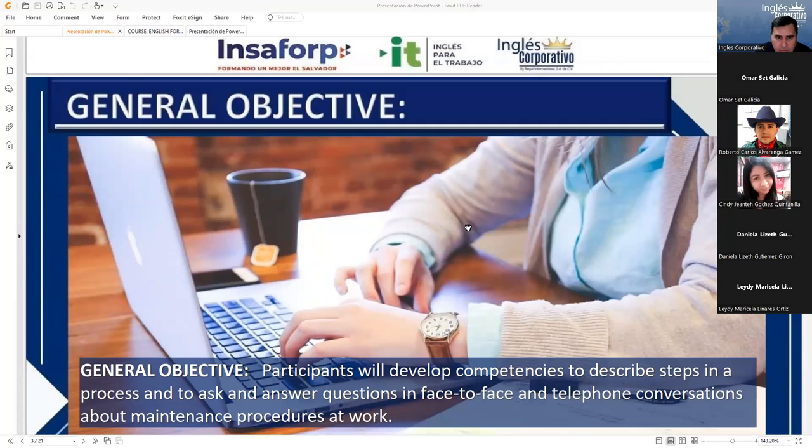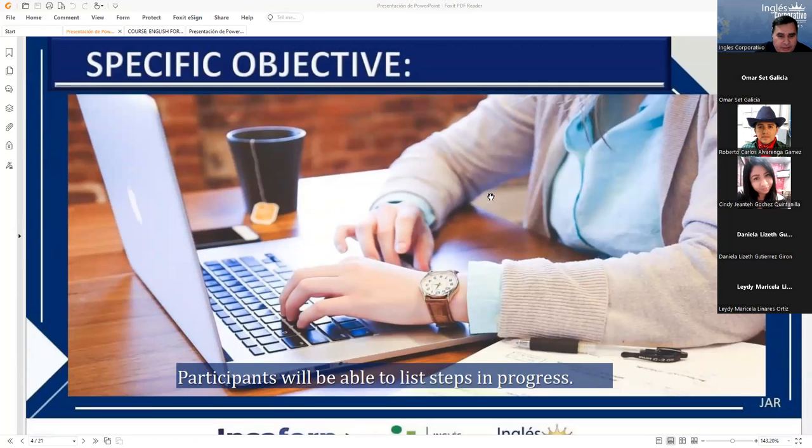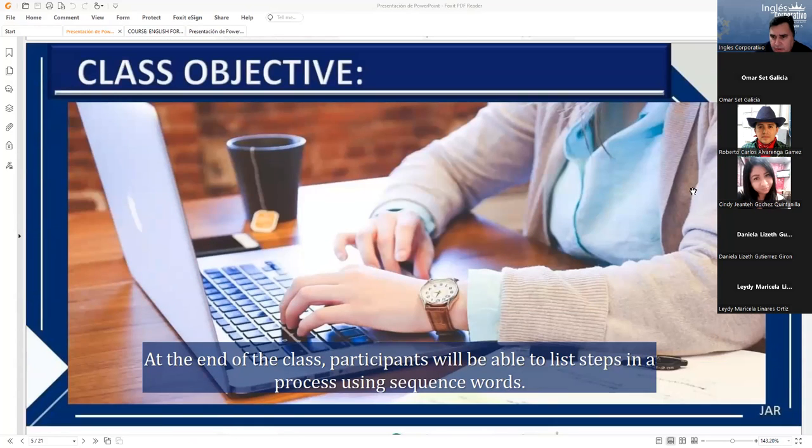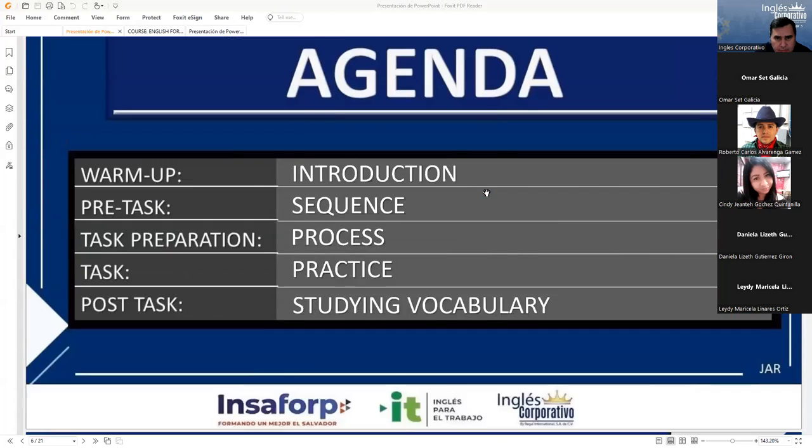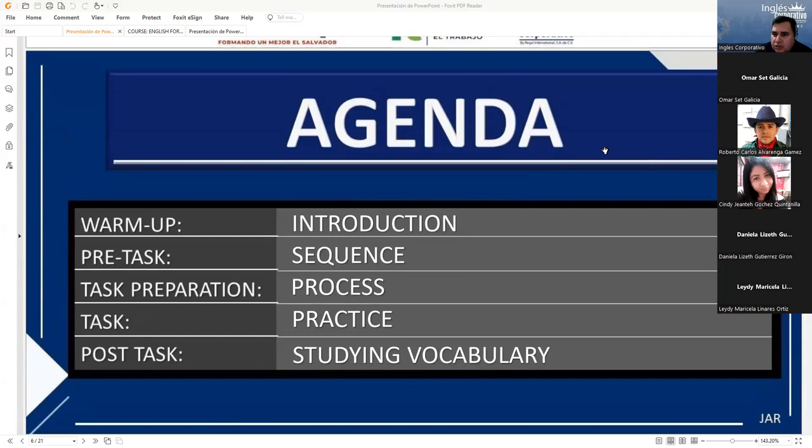Okay, so this is the general objective. This is the specific objectives. And this is the class objective. At the end of the class, participants will be able to list steps in a process using sequencing words. Okay. And this is the agenda. Introduction, sequence, process, practice, and study in vocabulary. Okay. So this is what we have to do tonight.